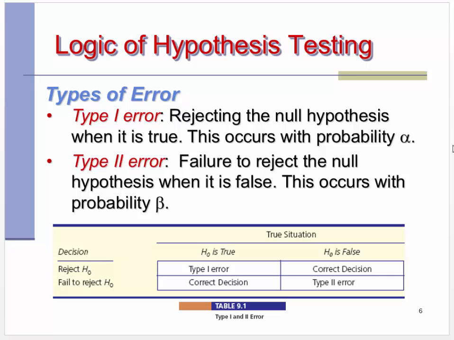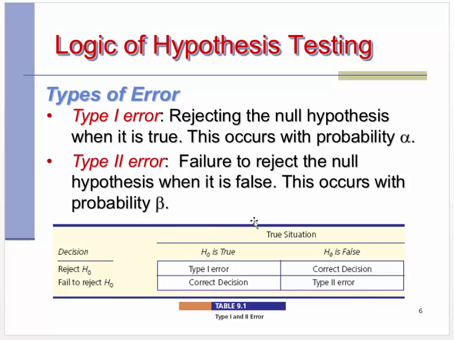Type 2 error, on the other hand, is when we fail to reject the null hypothesis when it's false. This occurs with the probability of beta. Basically, if it is false, we should indeed reject the null. But if we fail to do so, then it's going to be a mistake. That error is called type 2 error.